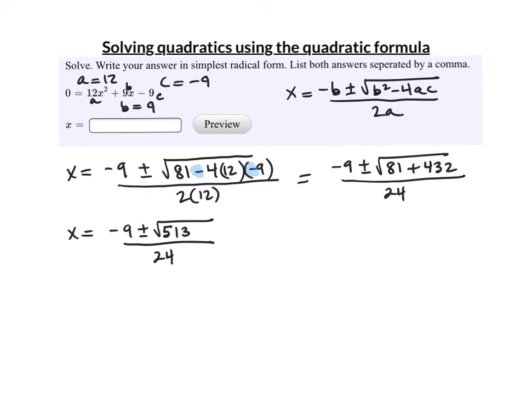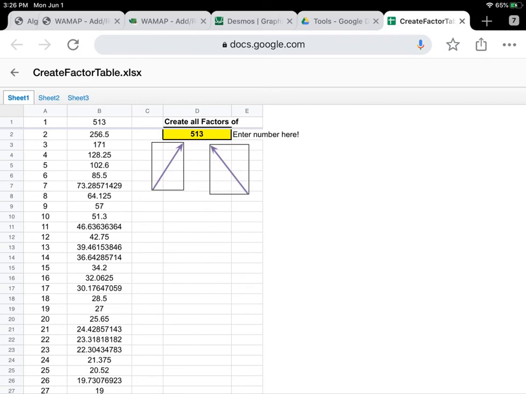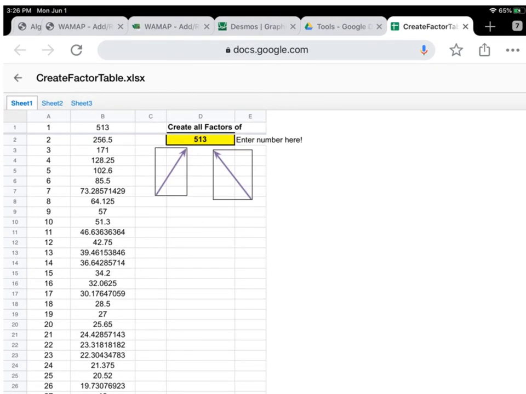Now the question is, does 513 have any perfect squares in it? I'm going to use my Google factor table and look at the factors. So factors of 513, 1 and 513, we're looking for perfect squares. 3 and 171, and 9 and 57, ooh, 9, huh? So right there we do have 9 times 57. 57 doesn't have any perfect squares in it. So it looks like 9 is our perfect square.